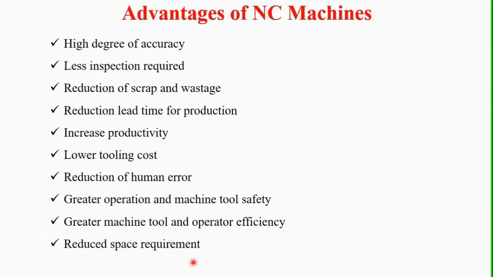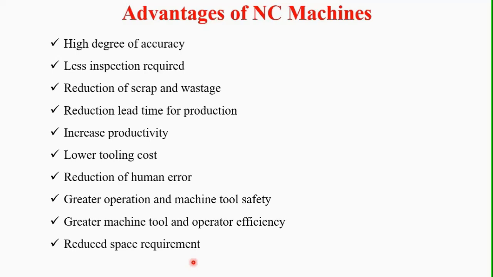Then next we will see some advantages of the NC machine. It gives a high degree of accuracy. It reduces the inspection time required, as the components produced on NC machines are of high accuracy, so less inspection time is required. Then it reduces scrap and wastage. Then there is a reduction of the lead time for production. Production time required is also reduced in these NC machines.